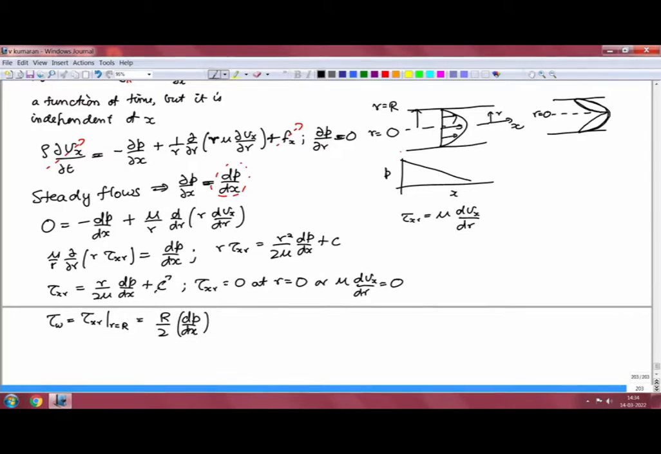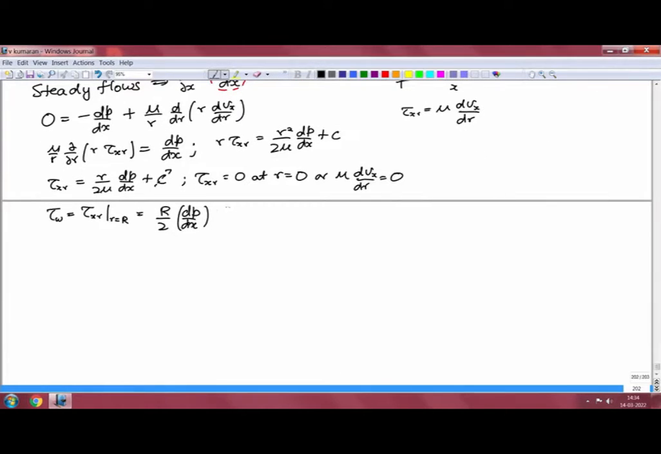So, this implies that the wall is exerting a negative force on the fluid. The wall is exerting a force on the fluid in the negative x direction. The fluid is actually exerting a force in the positive x direction on the wall. The negative force exerted by the wall on the fluid is equal to the difference in pressure times the area.